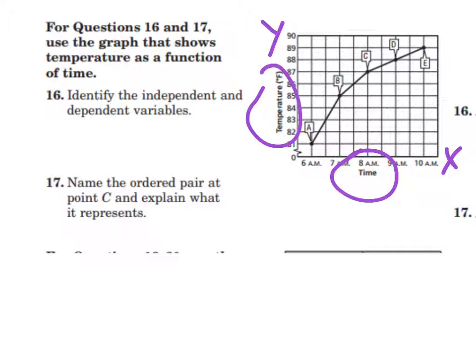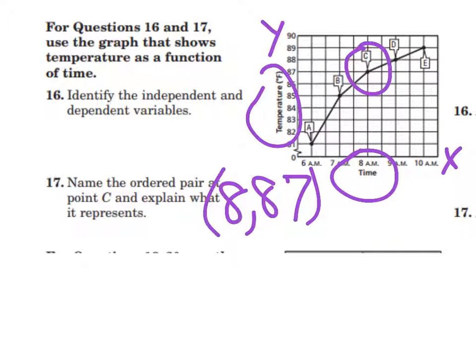Point C, that ordered pair right there, should be 8, comma, 87. Here we go. Remember, do the x part first, that's the 8, and then the 87, where it lines up. Well, what does it represent? It was 87 degrees at 8 a.m. Whew! That does not sound like a fun day to me.